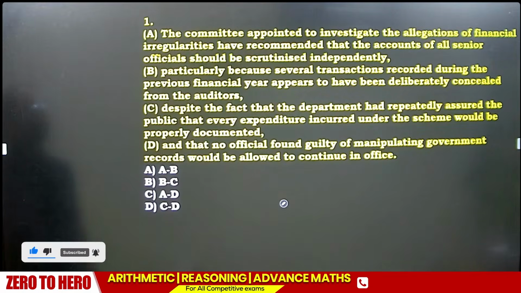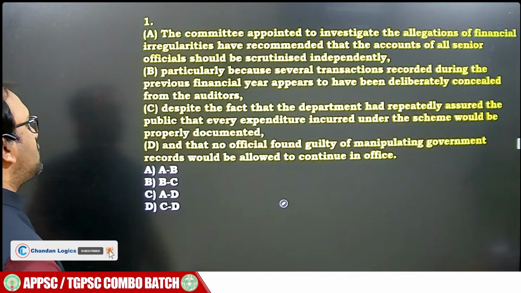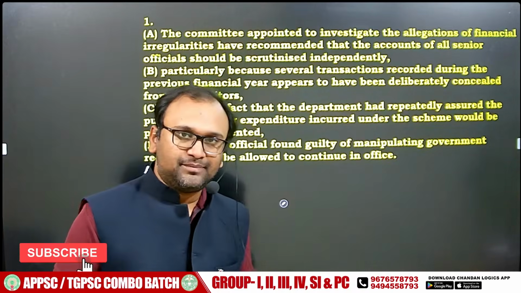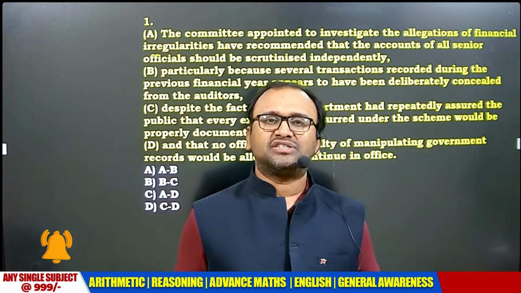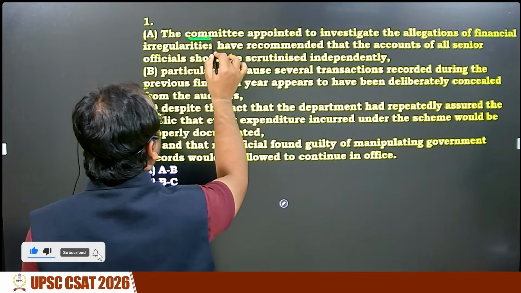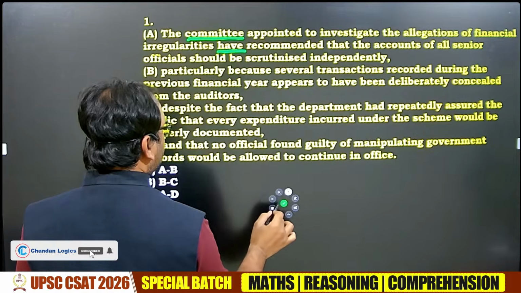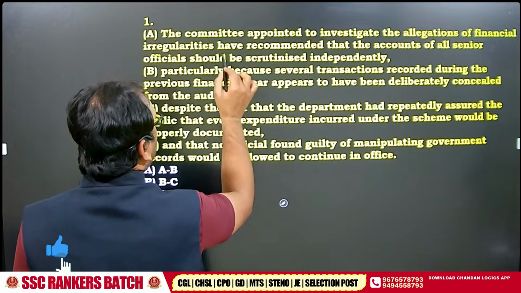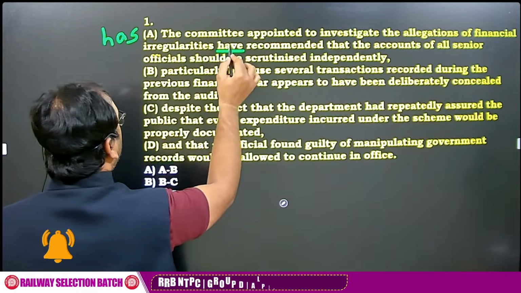The committee appointed to investigate the allegations of financial irregularities have recommended that the accounts of all senior officials should be scrutinized independently. So you are talking about committee. There was a committee that was appointed for some work, and that committee announced a report. That committee released a report. So naturally you are talking about committee here, and committee is singular, but you can't use have here. Committee is singular, so you have to use has, because you're talking about committee.